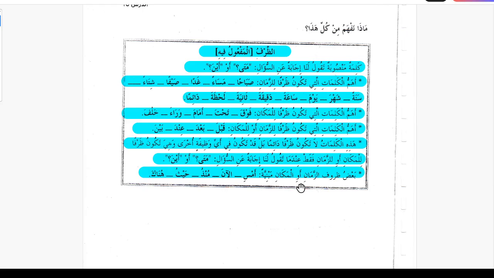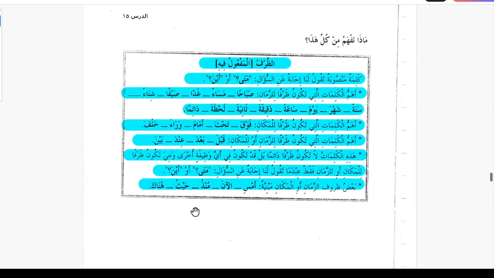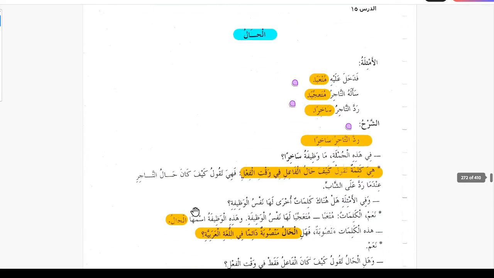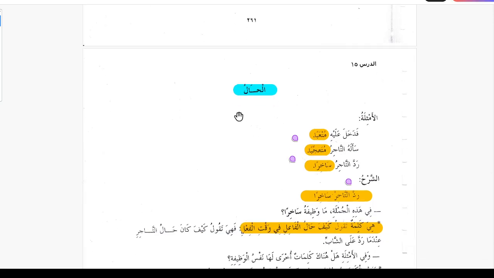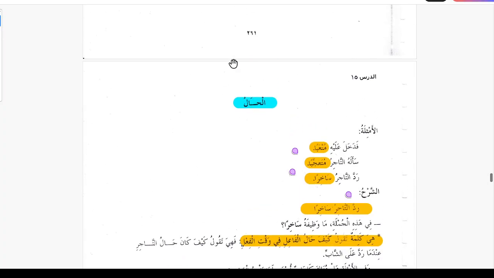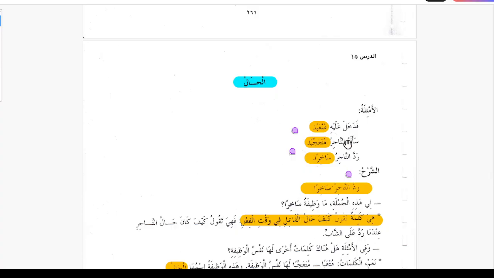Ba'du al-zuruf zaman or makan mabniyya: some adverbs of time and place are mabni, like amsi, al-an, mundhu, haythu, hunaka. So this was the overall summary. Here there is something about hal, the condition. Just something brief about it. So what is hal?